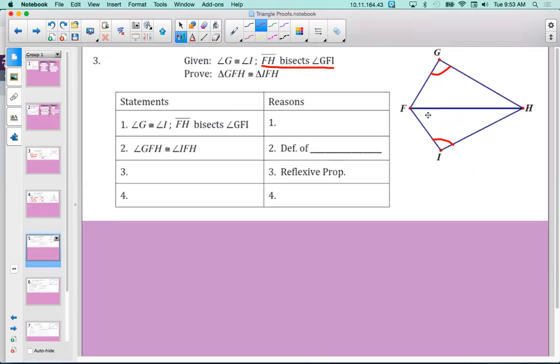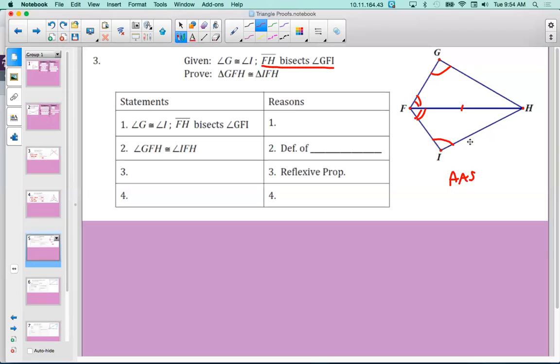Now, bisecting an angle, we can't use that as our reason for immediately saying these two angles are congruent, but we do know that a bisector of an angle does cut the angle into two smaller and congruent angles. So angle GFH is going to be congruent to angle IFH. Now, do I have enough? Oh, I've got my shared side as well. So it looks like I can use angle, angle, side.